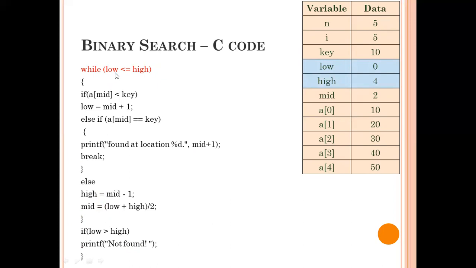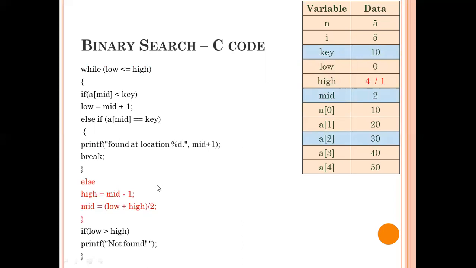execution. So while we compare low and high, low is less than or equal to high. The low value is 0 and the high value is 4, so it holds. Now what we have to do is check if a[mid] is less than key. The mid value is 2, a[mid] is 30, and the key value is 10. So a[mid] is compared with the key. The element you are going to search for is lesser. Okay, it is not there.